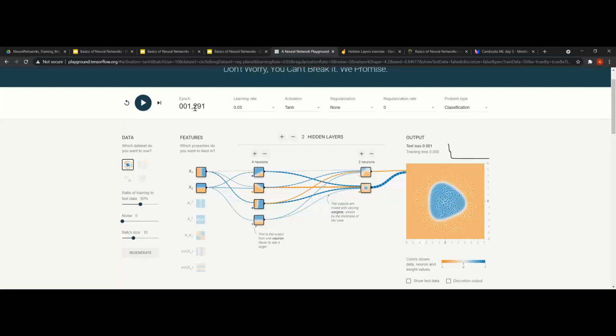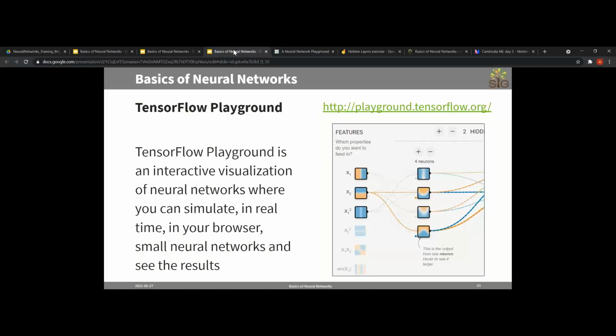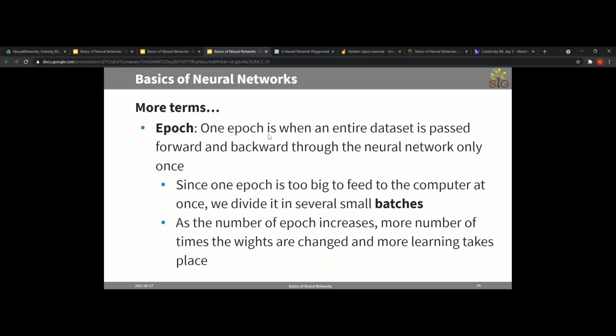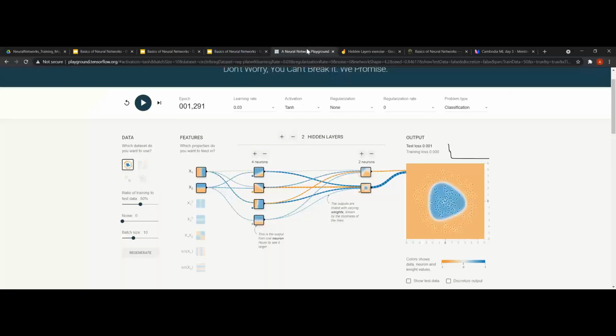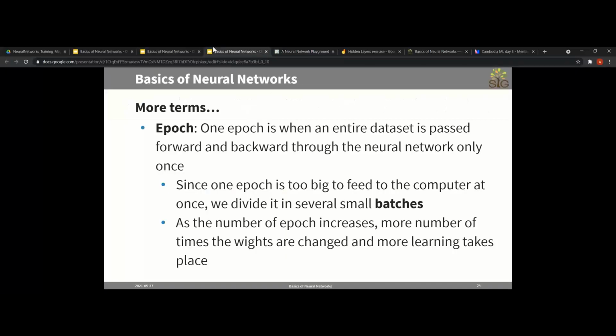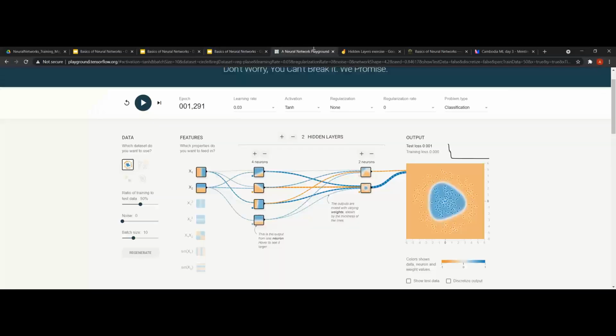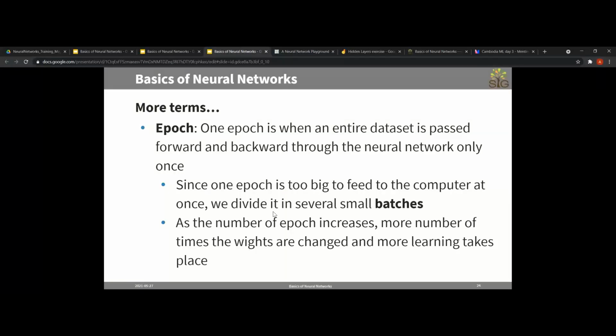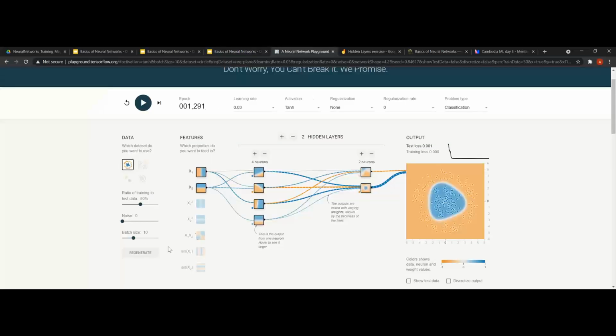And we saw that you ran for 1.29 epochs. What this means is, one epoch is when an entire data set is passed forward and backward through the neural network only once. So think about all of our points here. That means that all the points went more than one time through the neural network, and you learned through that process. Sometimes, not in this case, when you have a very huge, massive data set, one epoch is too big to feed into the computer at once. So we can divide this into several small batches. As the number of epochs increases, the weights are changed more times, there's a typo here, and more learning takes place. So here you can see the batch size.